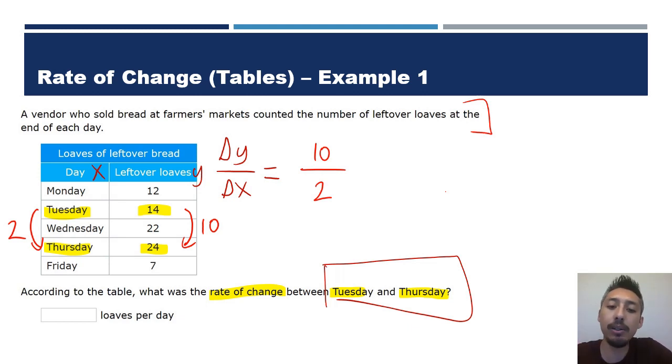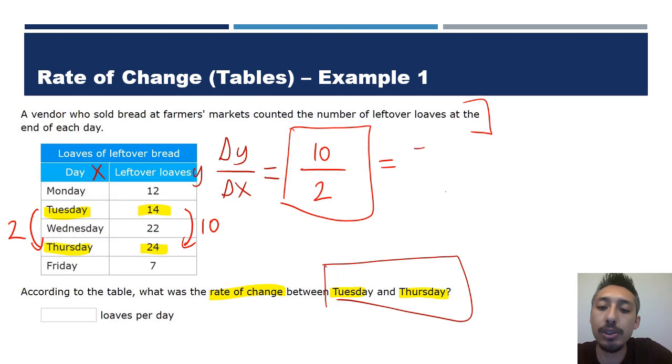This fraction, 10 over 2, is technically correct. That is the rate of change. However, we can simplify this. This just says 10 divided by 2. 10 divided by 2 is just 5. So the rate of change in its simplest form is 5.